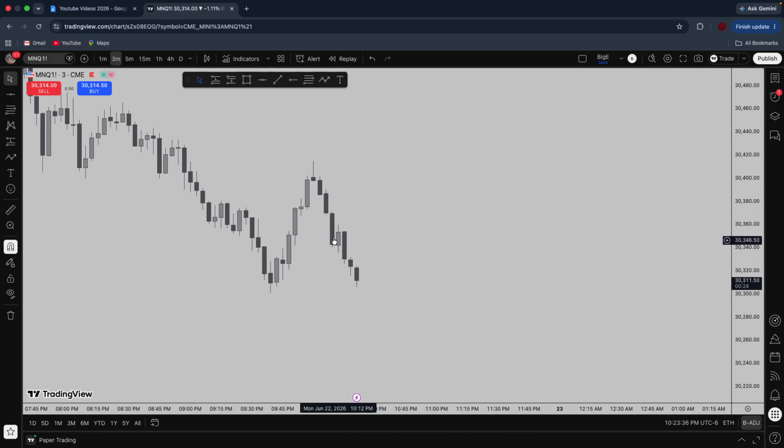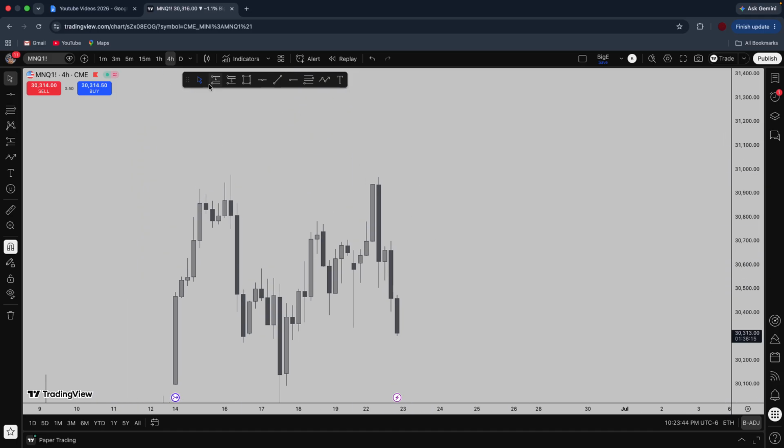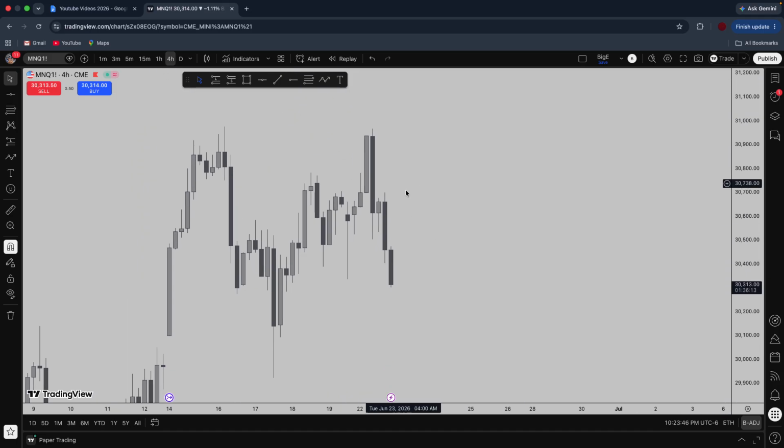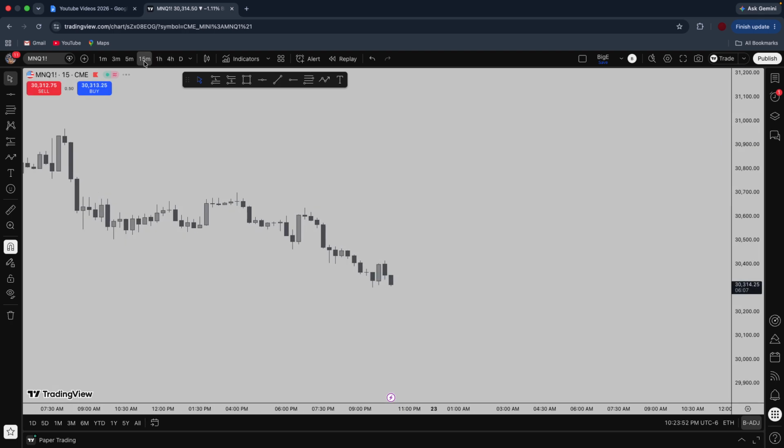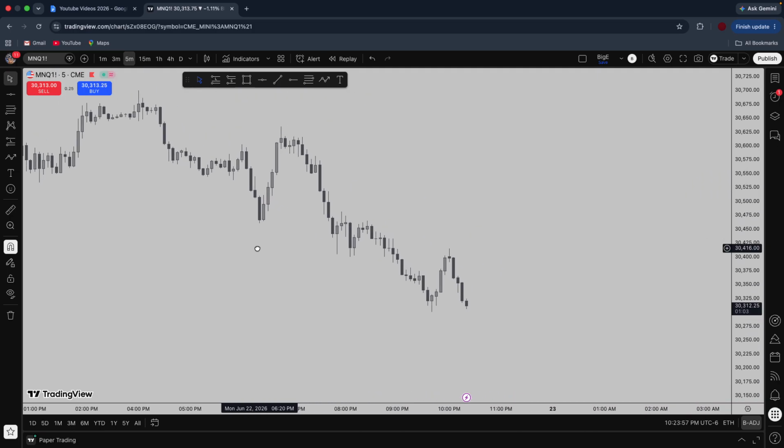The lowest time frame you want to go to is the 1 minute, and the highest would be the daily or the 4 hour. And the reason you want to go all the way up to the 4 hour and 1 hour is to see your trend. So once you see your trend, you can kind of see where you can find a setup and then take a trade on. So that's pretty much it.